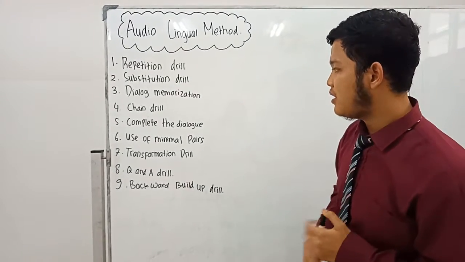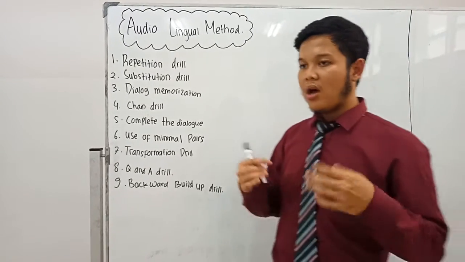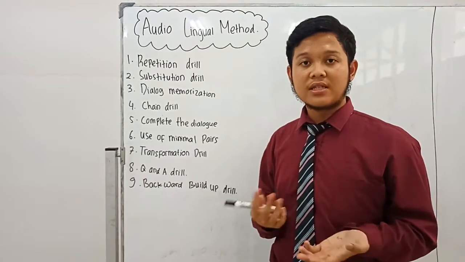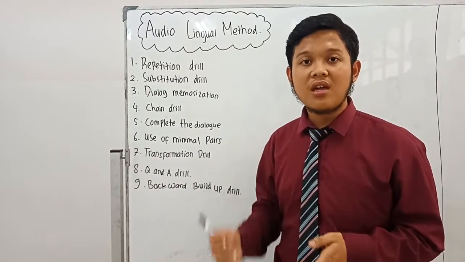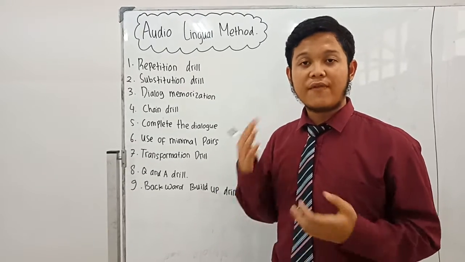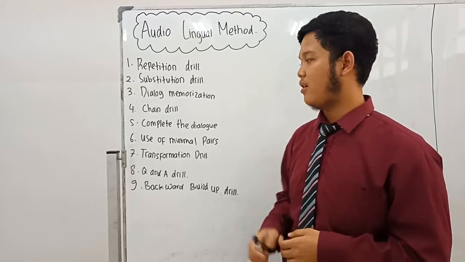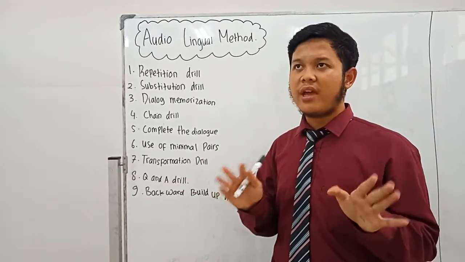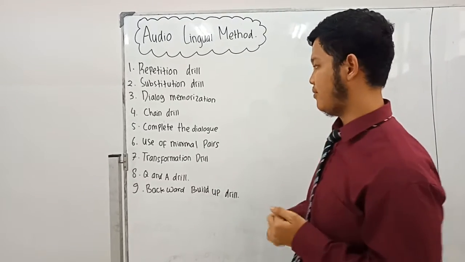And then for the next is use of minimal pairs. It means that we provide two words that have almost similar pronunciation, like "think" and "thing." Berpikir dan sesuatu. Yeah, we can guide them by showing the difference between both of those words, something like that.